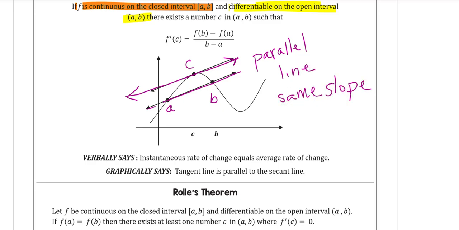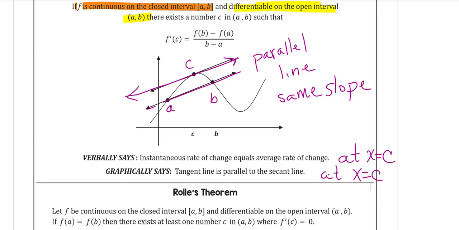So there is some point, if you have a continuous function on a closed interval and a differentiable function on an open interval, this shows the existence of a c, but not exactly where it is, in that interval, that the slope of the secant line will equal the slope of the tangent line, or the derivative of the function at point c. So verbally, the instantaneous rate of change equals the average rate of change at c. That's the important part. And the tangent line is parallel to the secant line at c.